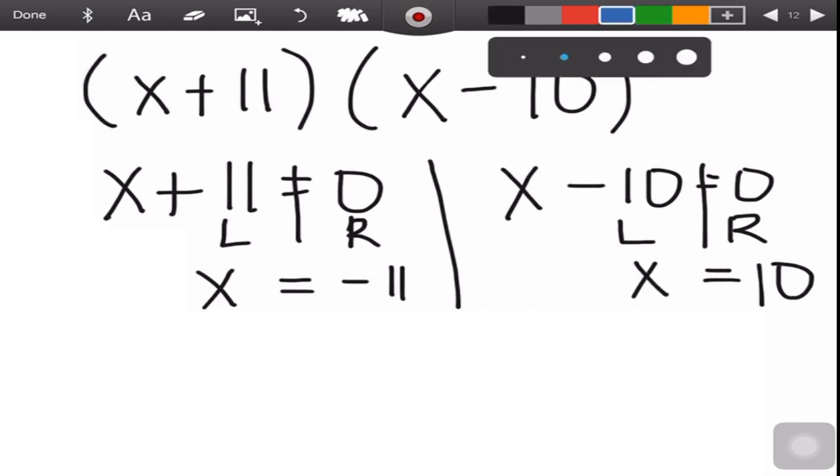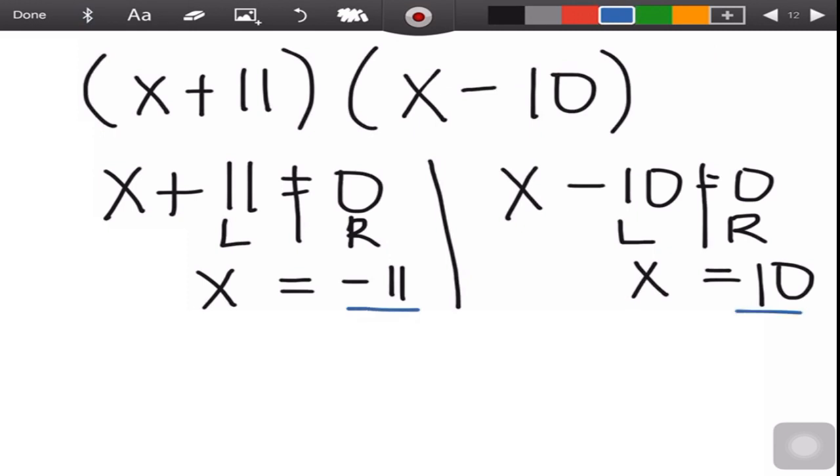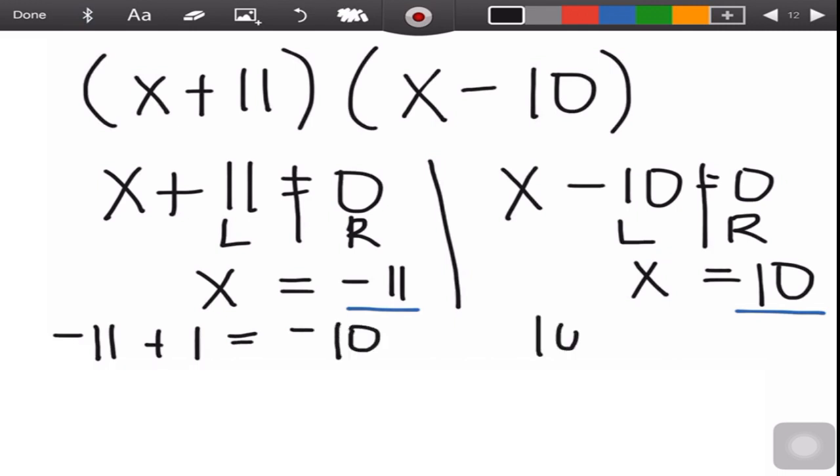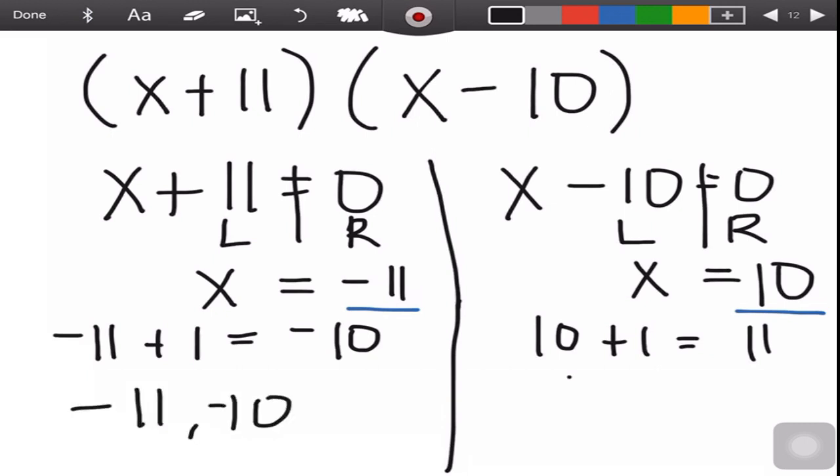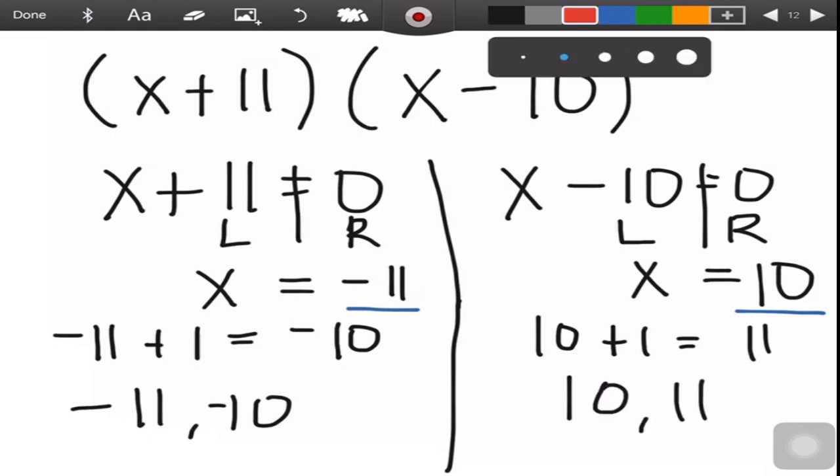So in this example, we have two values of the first integer. So this is the first integer, negative 11 or 10. And then we will get the second integer. So we will just add 1. Negative 11 plus 1, that is negative 10. Here, we have 10 plus 1, that is 11. So in this example, we have two pairs of answer. We have negative 11 and negative 10, 10 and 11. So these are the answers for this example.